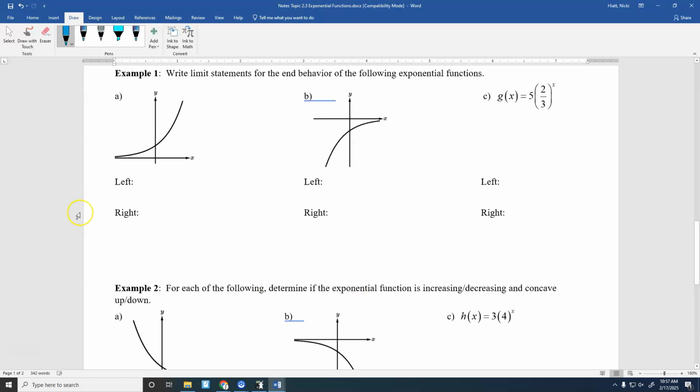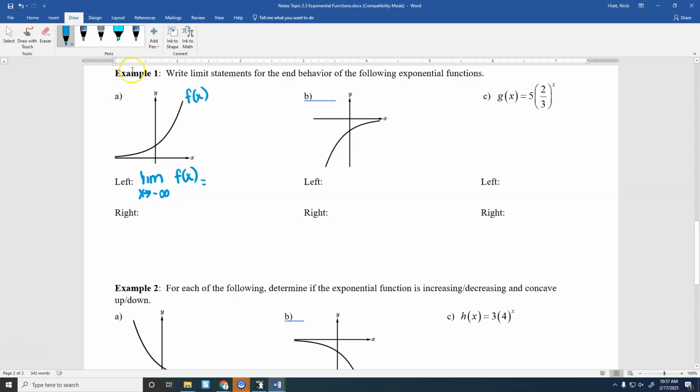Okay. So some of this you may just be asked to do from the graph. So if we are looking at the graph, if I want my left limit statement, that's going to be the limit as x approaches negative infinity of, they did not name this function. I am going to call it f of x right here so that I don't have a naked limit.